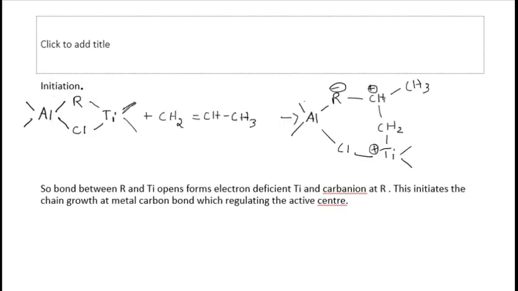Let's see the initiation step. This is a Ziegler-Natta catalyst. When it reacts with the monomer, the bond between the Ti and this R opens and the monomer is inserted into it, thereby forming the electron-deficient titanium and the carbanion at the R. This initiates the chain growth at the metal-carbon bond, which regenerates the active center. In this way, the initiation step starts.